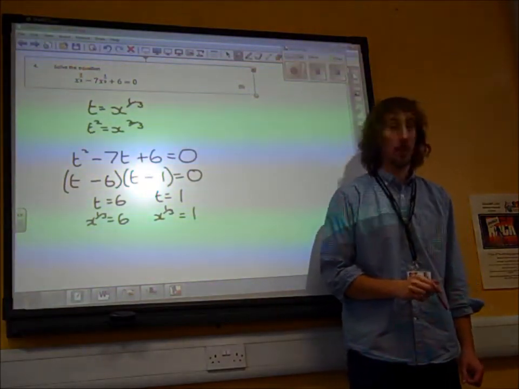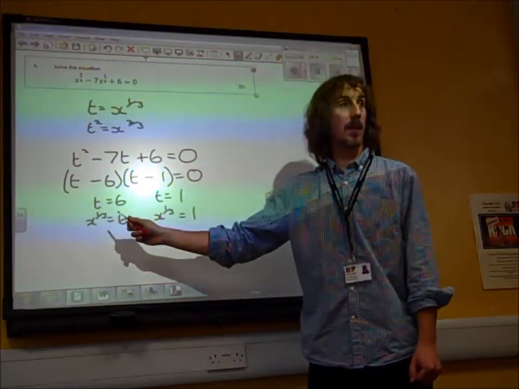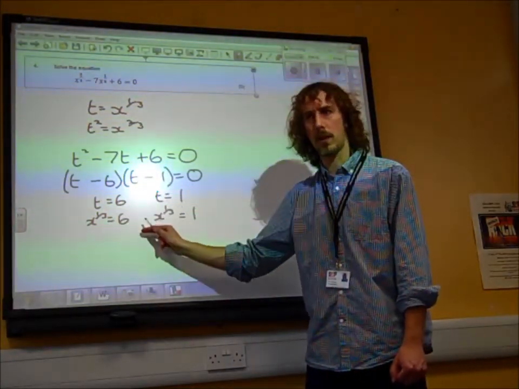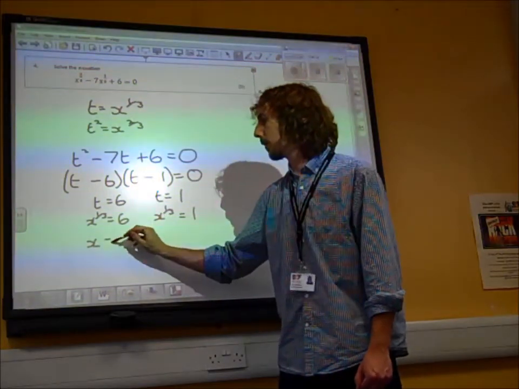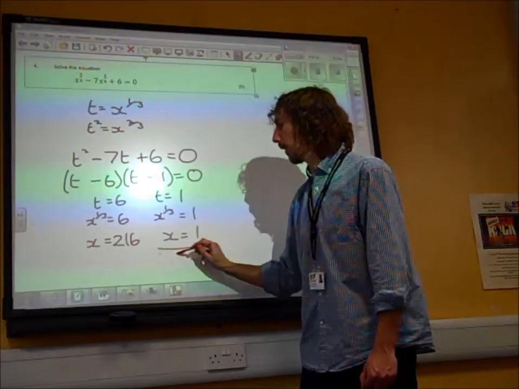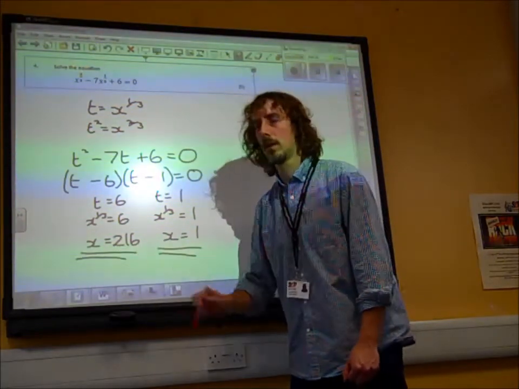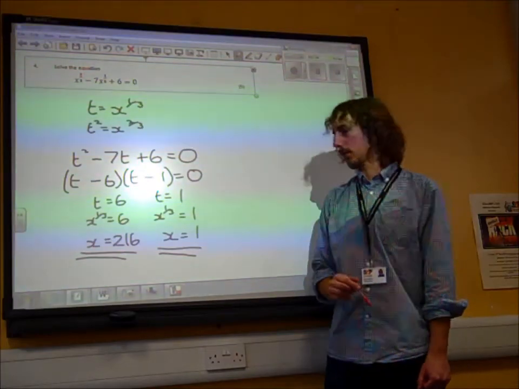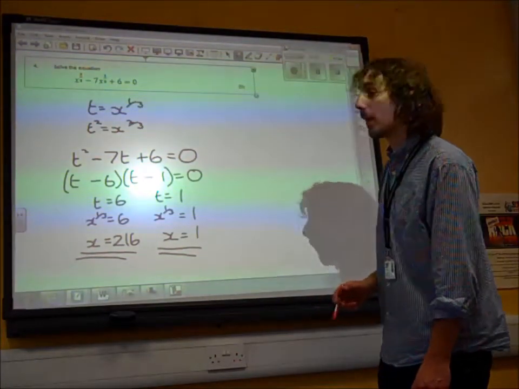And so our final bit, we've now got to undo that. If x to the third is 6, that means you cube rooted x to get an answer of 6. So x must be 6 cubed. And x must be 1 cubed. And they are our two answers. I did just do 6 cubed correctly, didn't I? Yes, good. There we go.